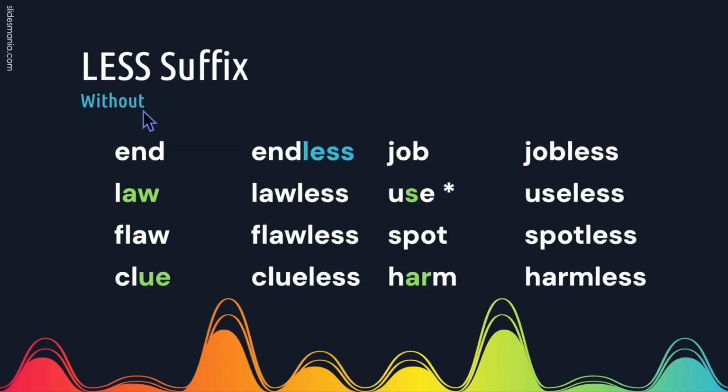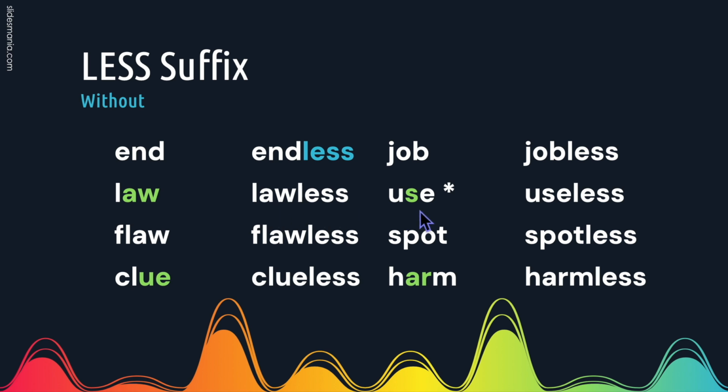The suffix less means without. So here we have end. So endless means something that doesn't have an end. Job, jobless. Somebody who is jobless doesn't have a job. AW says aw. So law, lawless. Lawless would mean without a law.